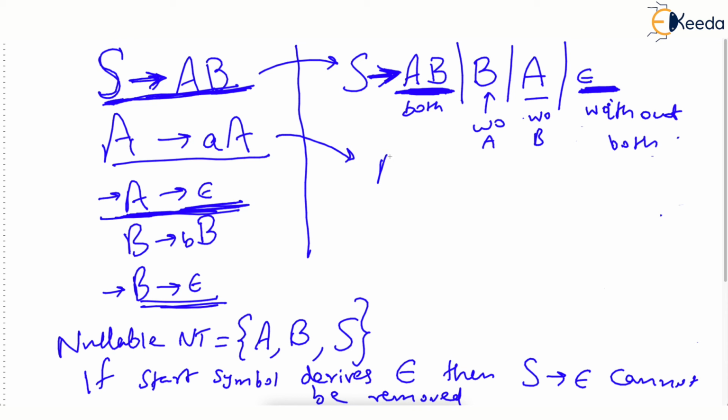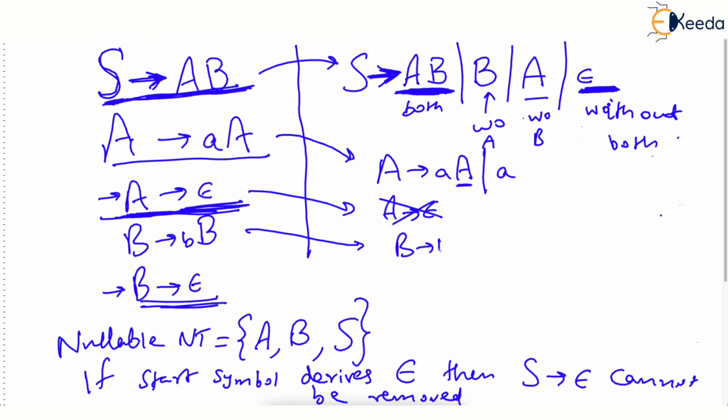What about this? A derives small a capital A, but you know capital A is nullable. So you will write this without capital A. Now you can remove A derives epsilon. What about this production? B derives small b capital B, but you know that B is nullable. So write it without B. Now you can remove B derives epsilon. So we have removed epsilon productions, but one of the epsilon productions we cannot remove, which is S derives epsilon. This will stay.